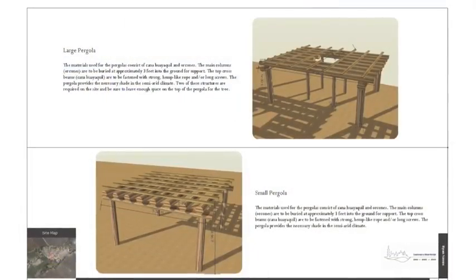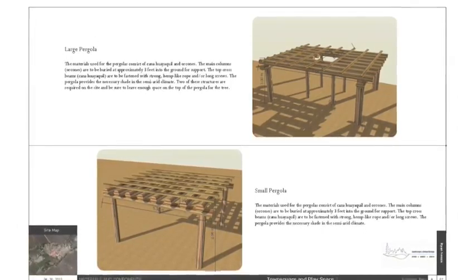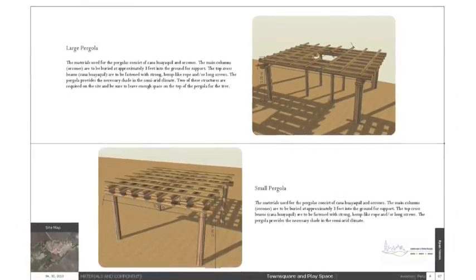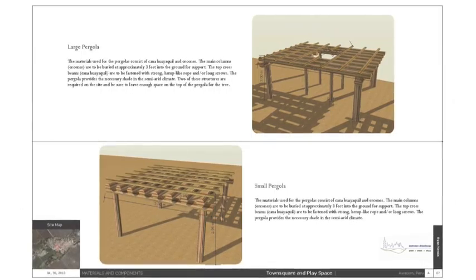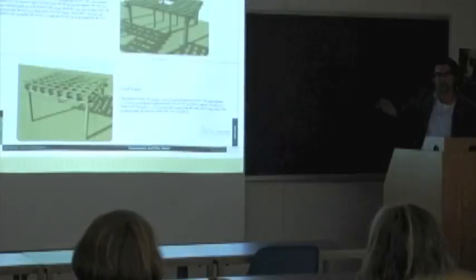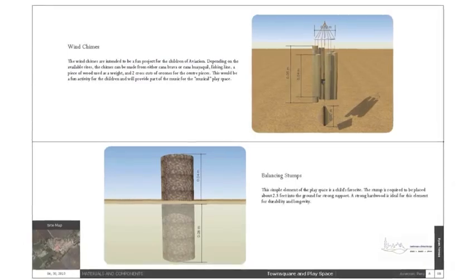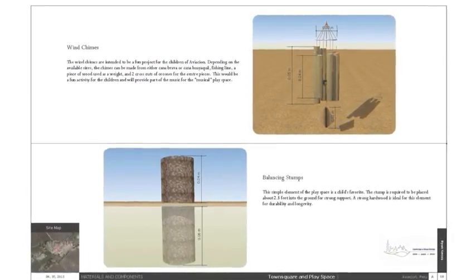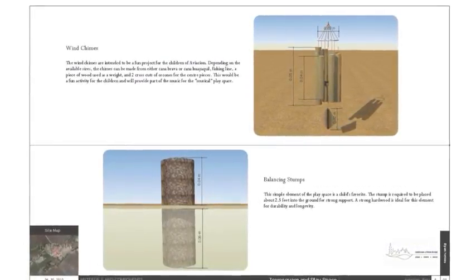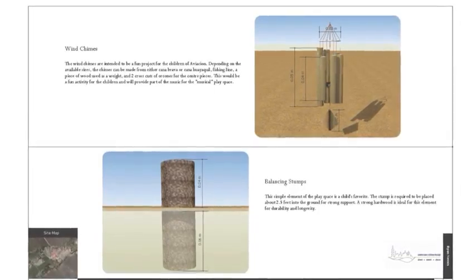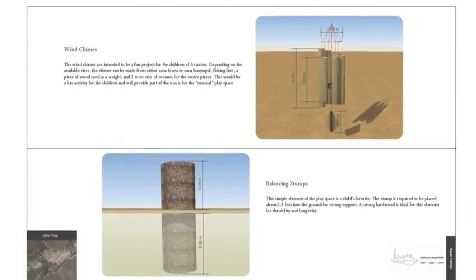The large one and the small ones, you would need 3 of the small ones and 2 of the large ones, but they're all exactly the same. You know, the 3 are the same, and then the 2 are the same. And then a quick little diagram of the chimes as well, and the balancing stumps, cross-section of that too. And so there's an overall view of the entire space.